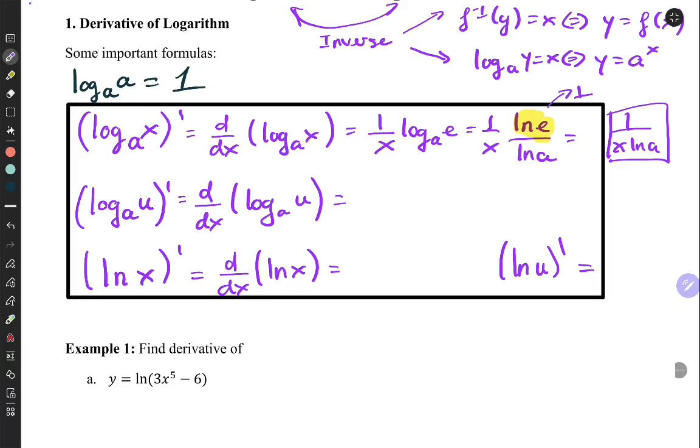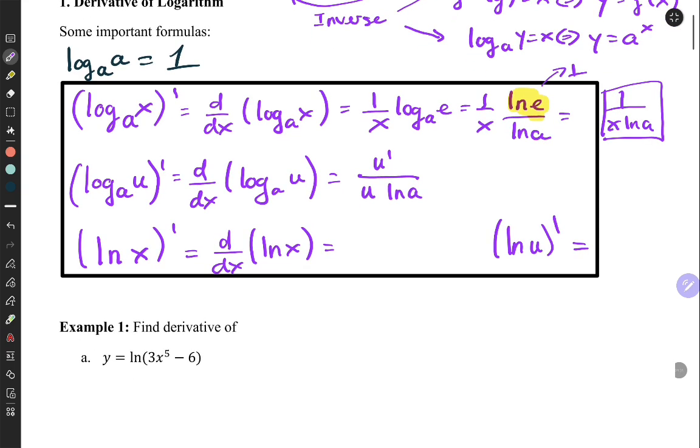Now somebody give me this. What will be the answer to this? U prime times 1 over u ln of a. So u prime times 1, then I put it in the numerator, times 1 over u ln of a. Beautiful. Basically the du over dx, the chain rule.